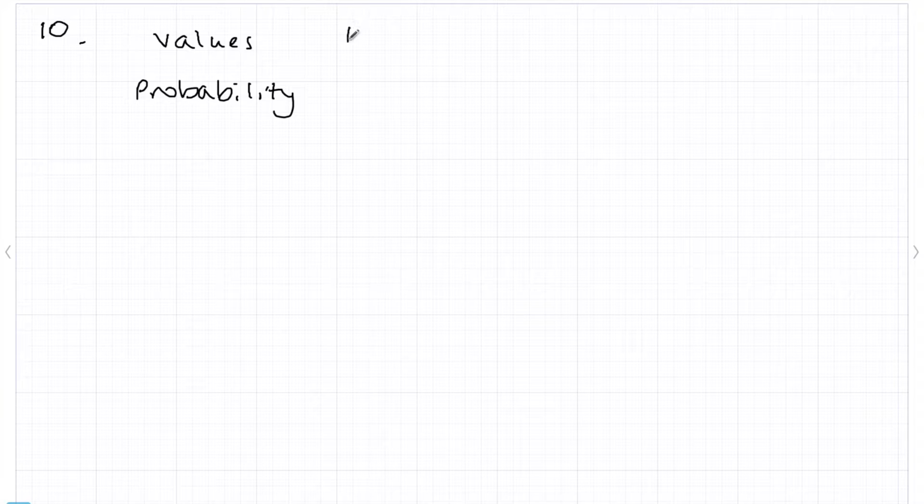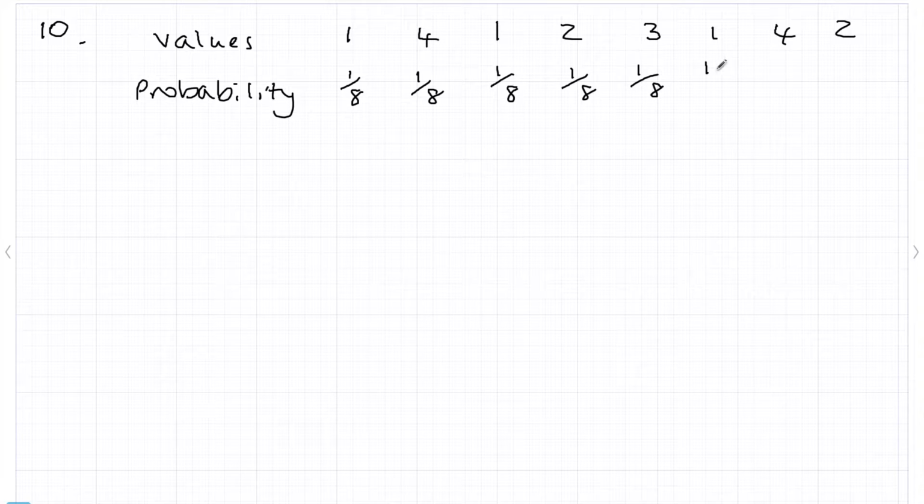So question 10. You've got another spinner and there's 8 possible values. 1, 4, 1, 2, 3, 1, 4, 2. The probability of any of those is 1/8. You've got to work out the probability of getting exactly one 4.